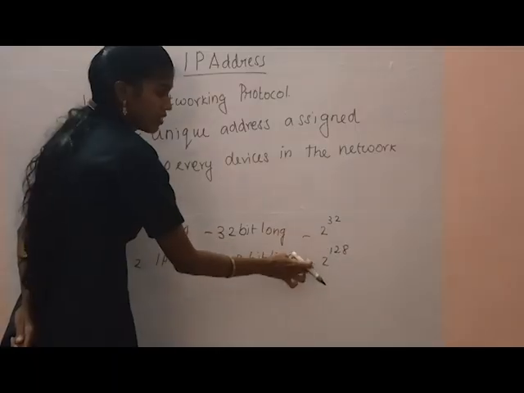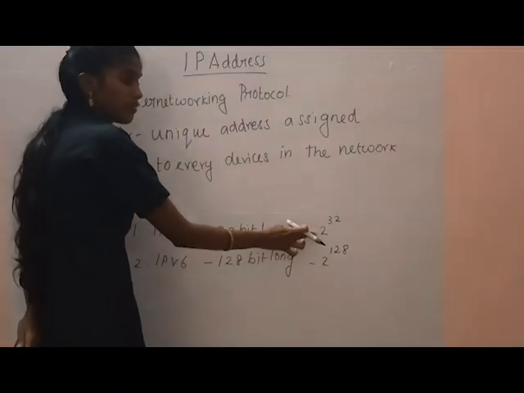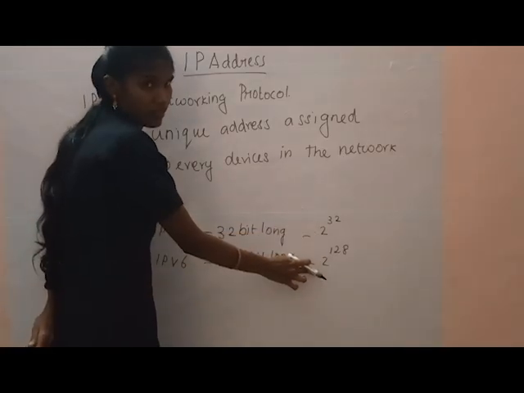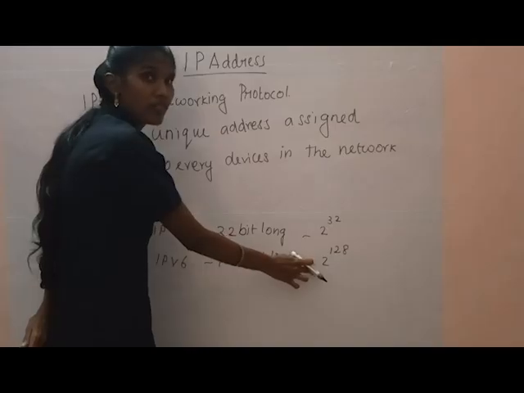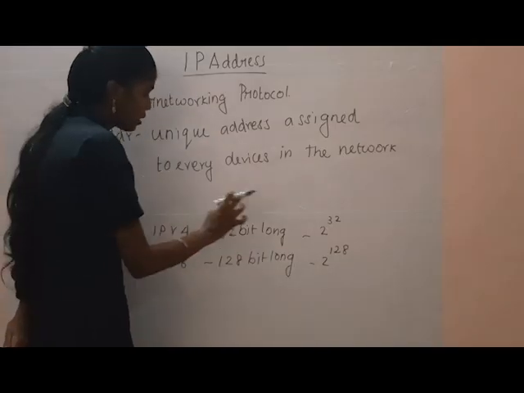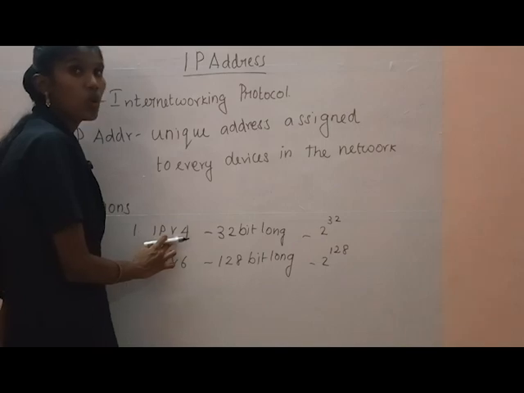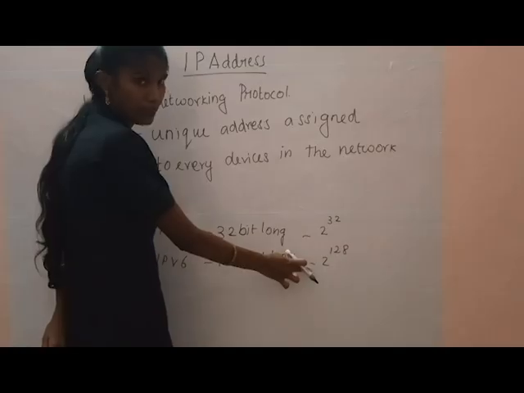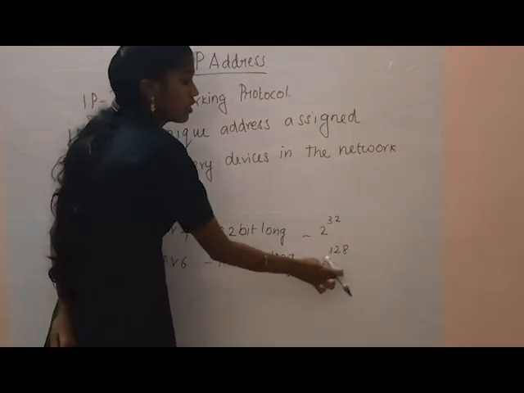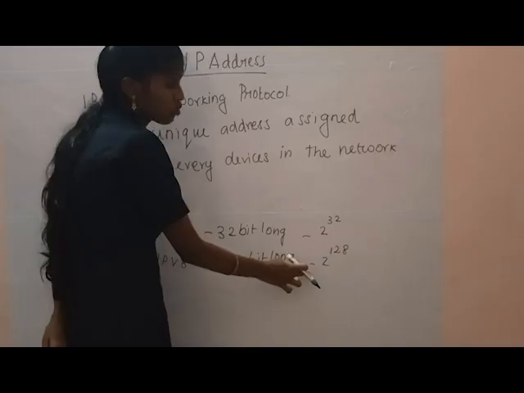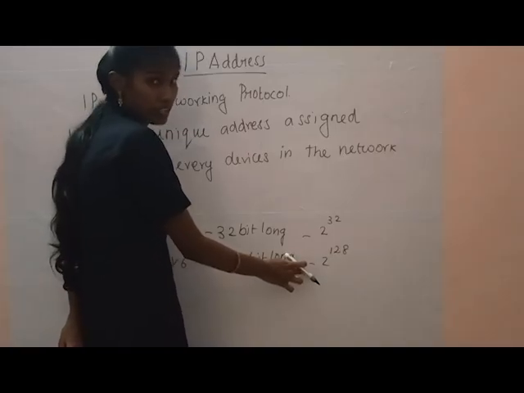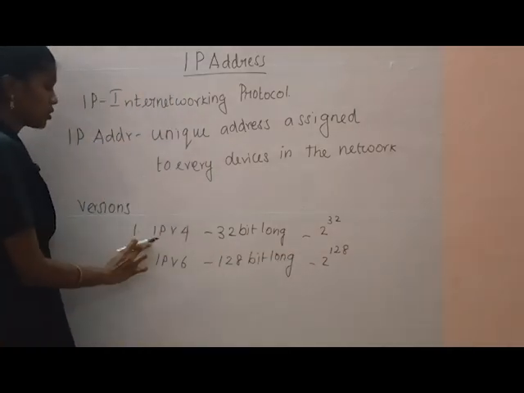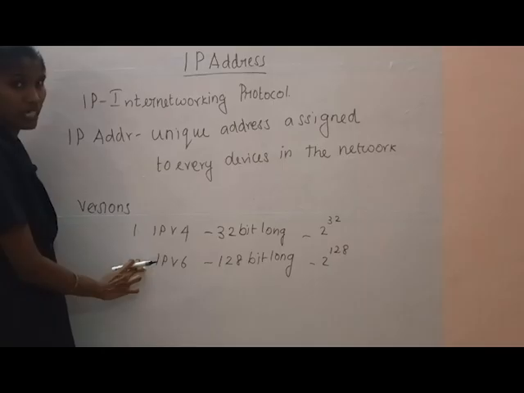So comparatively, IPv4 can hold only a smaller number of IP addresses. When the number of devices in the network increases, IPv4 is not enough to hold all the devices. So we are going for another version, that is IPv6. It can accommodate all the devices that you need. That is 2 power 128 devices you can accommodate inside this addressing mechanism. Now I have to teach you the differences between IPv4 and IPv6.